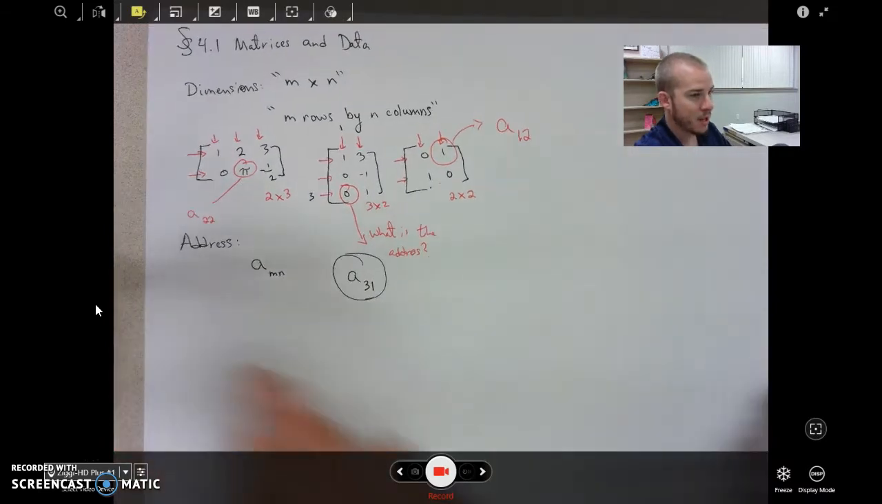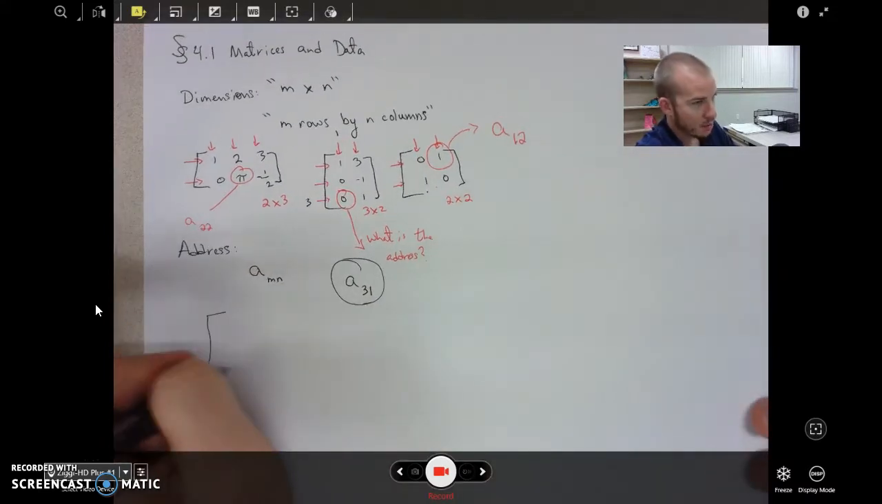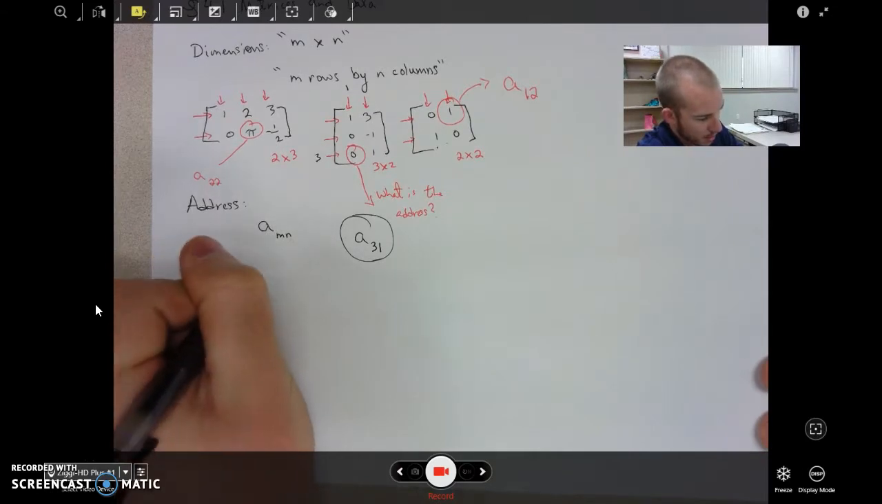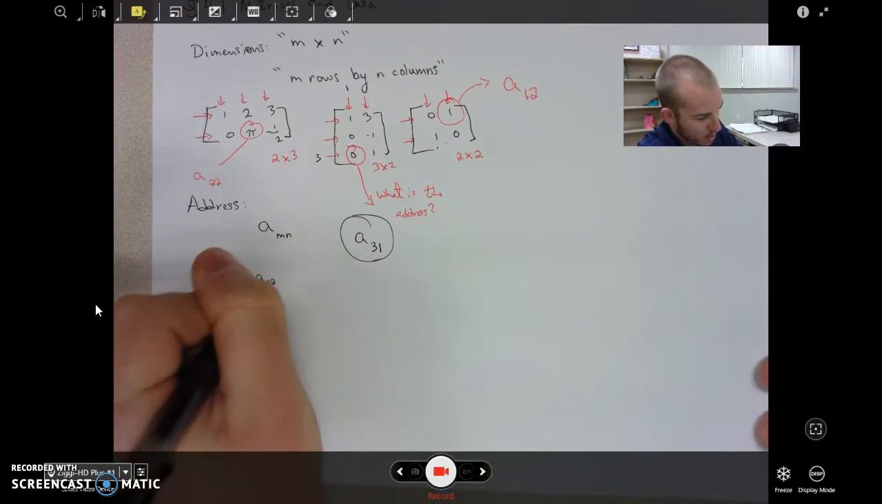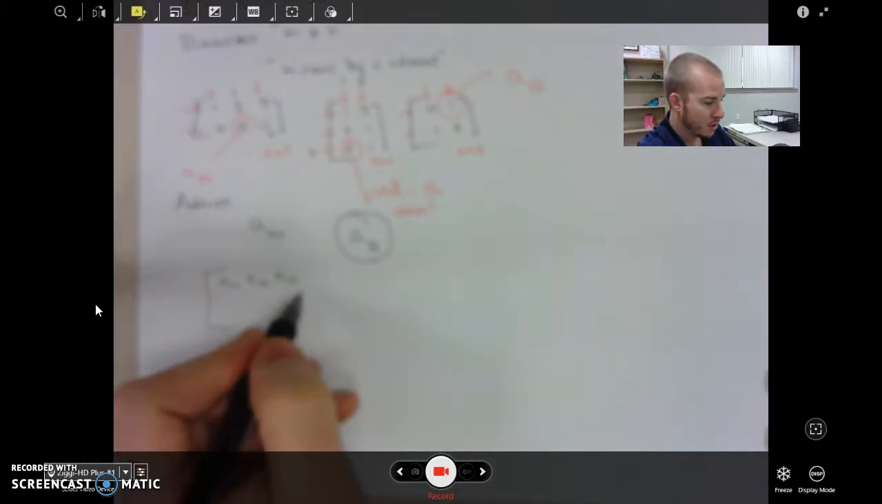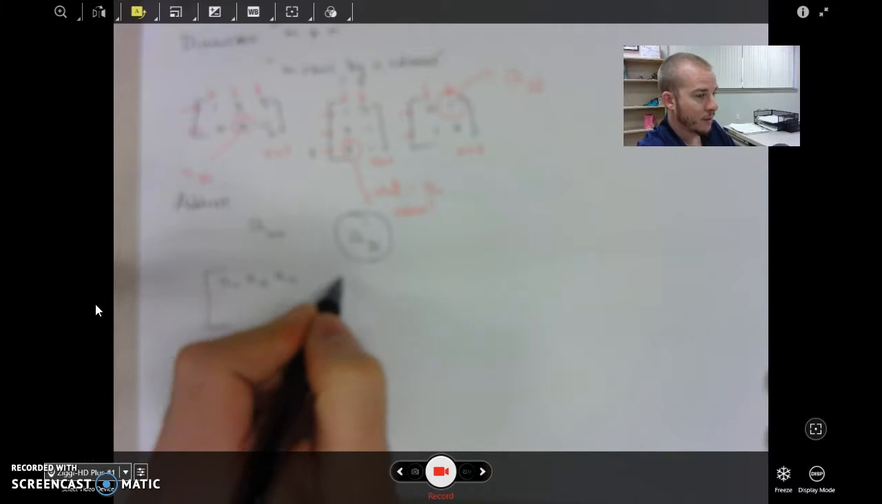So if you have a matrix, you can look at it like this. The address is found: a11, still in the 1st row, a12, still in the 1st row, a13. Now we're in a different column. And you see this goes on and on forever.